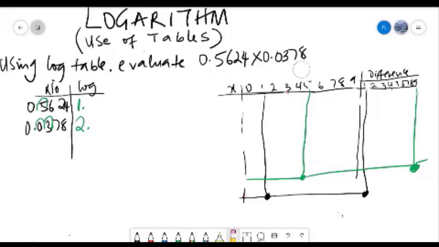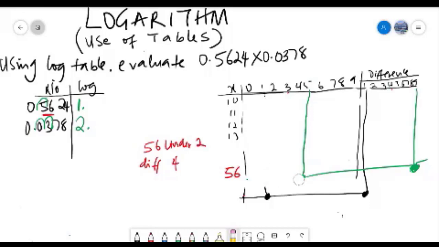And in the logarithm table, remember how it is structured. Here we have 10, 11, 12, 13. And remember, you start with 56. So let's assume 56 is here. We're going to find 56 under 2 difference 4. Okay, 56 under 2 difference 4.